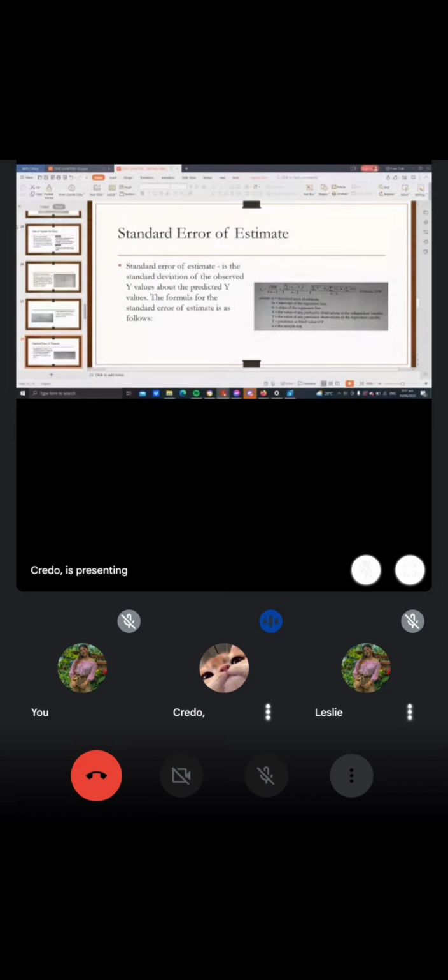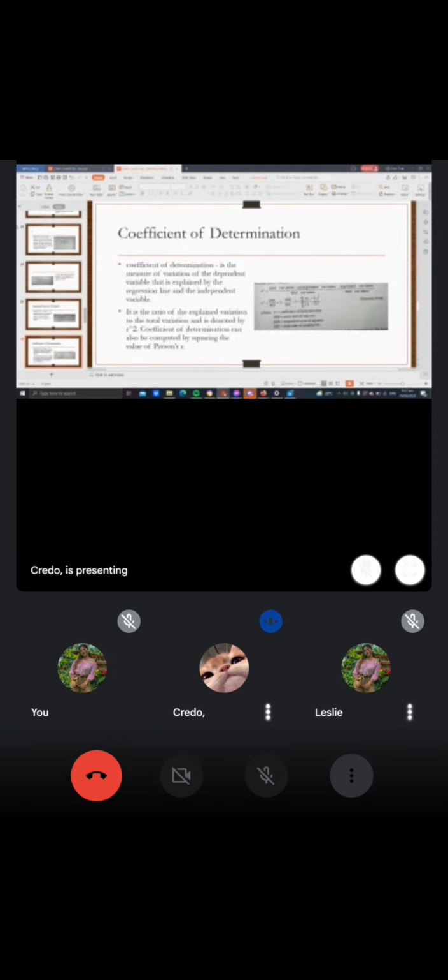the square root of SSE over n minus 2, and is equal to the root of the summation of (y sub i minus predicted y sub i) squared over n minus 2, and is equal to the square root of the summation of y squared minus b sub 0 times the summation of y, minus b sub 1 times the summation of xy, over n minus 2.